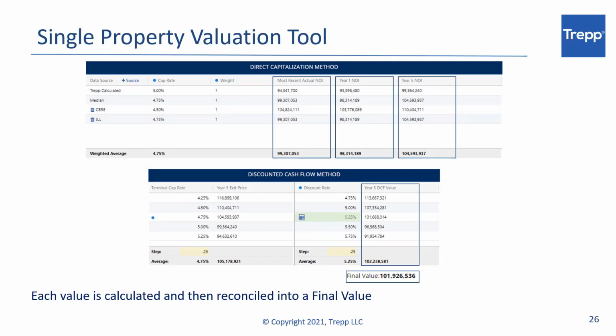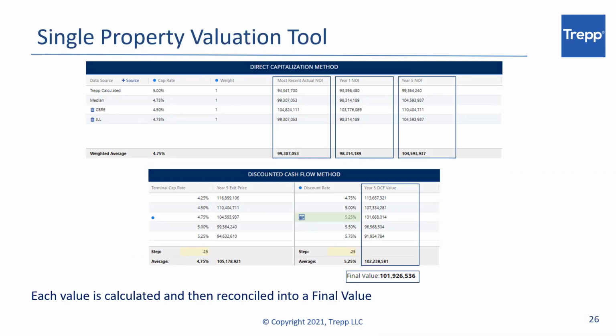So we'll actually give you the Trepp calculated cap rate based off the data in our system. We'll also allow you as a user to input your own cap rate data. So if you look at surveys like CBRE, JLL, maybe you look at Situs or RERC, you can input those cap rates yourself. You can weight them proportionate to what you think the weighting should be. And then it'll give you an indication of value based on the actual in place, most recent NOI, your stabilized or projected year 1 NOI, and then whatever your exit year is. And then it'll give you a weighted average at the bottom.